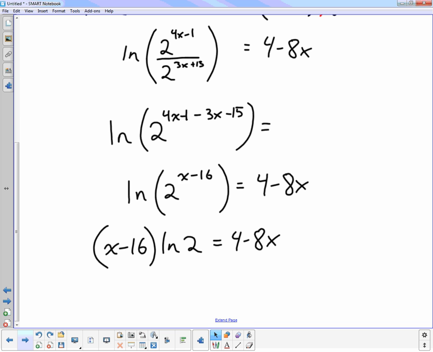Now, right here, gentlemen and ladies, distribute the natural log of 2. So you're going to wind up with 2 terms on the left and 2 terms on the right. Okay? Group all of your x's in one place. Get everything that's not x over onto the other side. And we'll revisit. So distribute right now, everyone. Distribute the left-hand side.